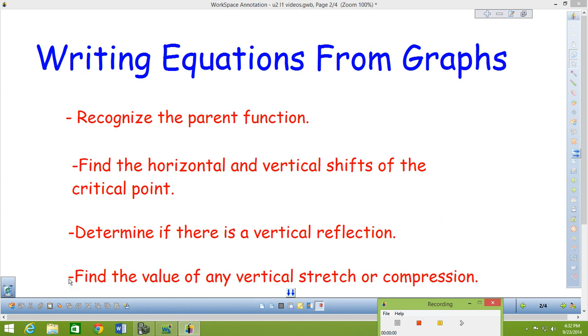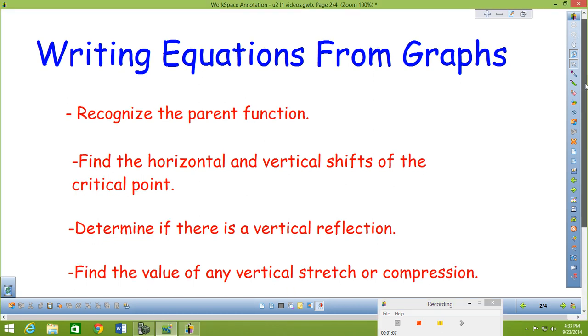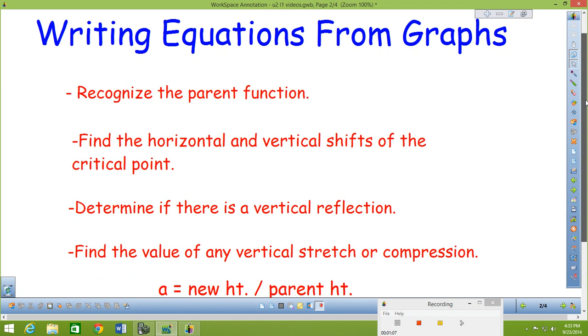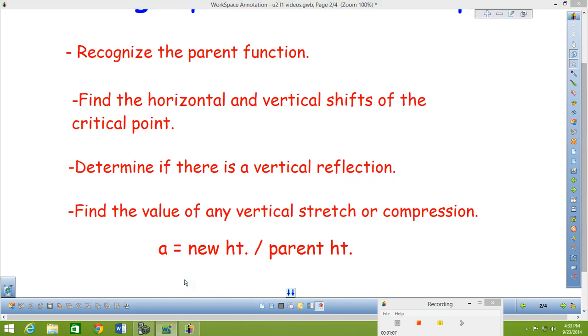And finally, we're going to find if there's any vertical stretch or compression, and if so, we're going to find the value of that stretch or compression, and this is the formula that we're going to use to do that. And I'll give you an example at the end so these steps will make sense. Okay, first I need to talk to you about what critical points are of a graph, though.